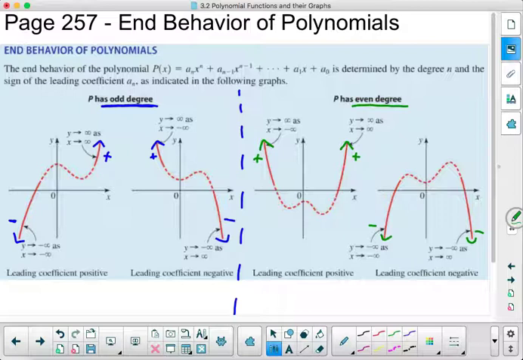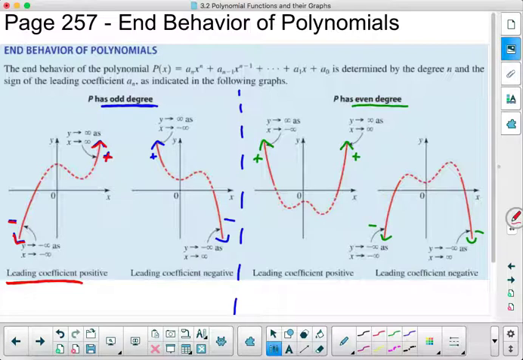If it's odd, it's going to change as I go from left to right, as I go throughout the function. The other thing that's interesting on this to look at as well is, how do I know how it ends and starts? How do I know this starts out negative and ends positive for this first one? I know based upon the leading coefficient.